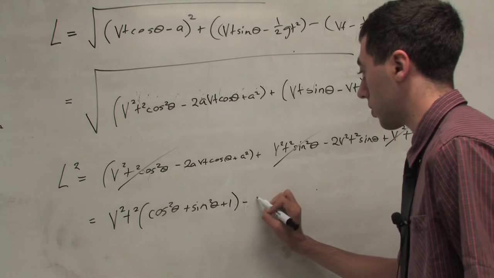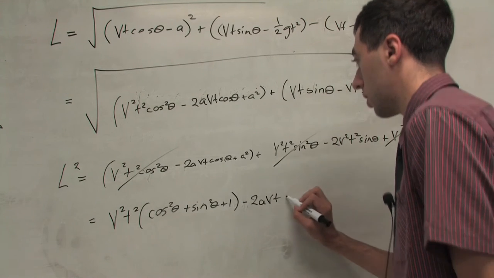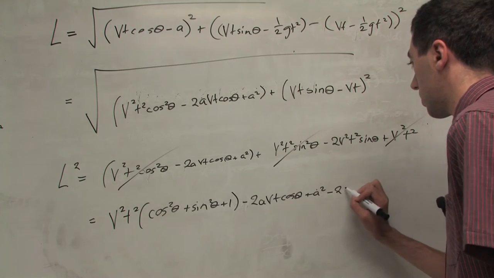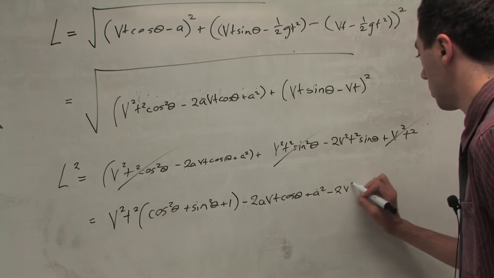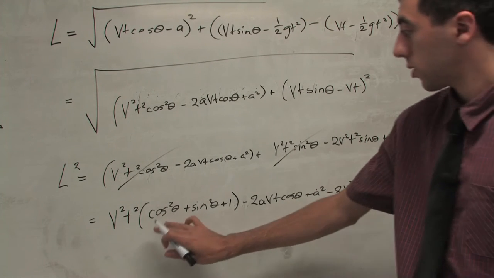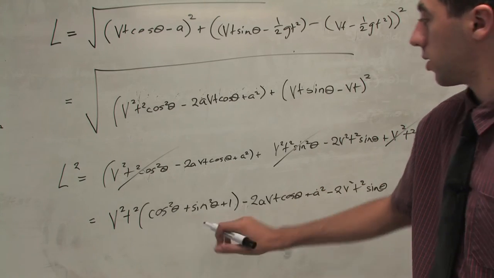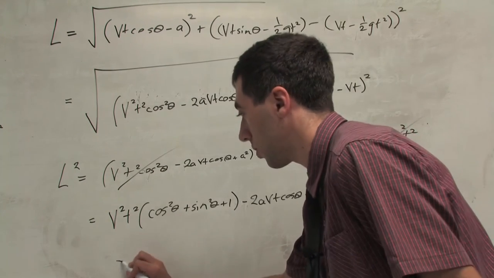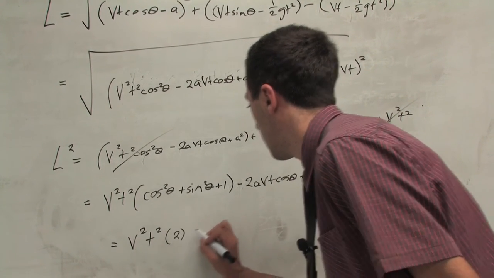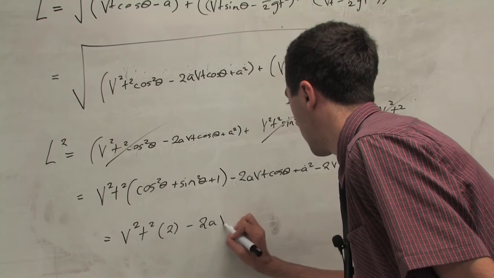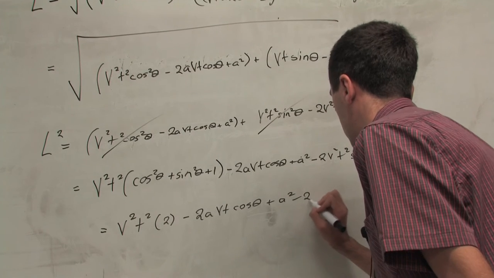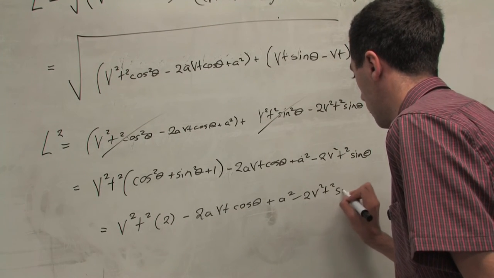So now what's left? We've got minus 2avt cos theta plus a squared, and we've got minus 2v squared t squared sin theta. Now if you look at this, cos squared plus sin squared equals 1. So now 1 plus 1 is 2. You need 4-unit maths for that bit, but it's alright. And we have minus 2avt cos theta and minus 2v squared t squared sin theta.